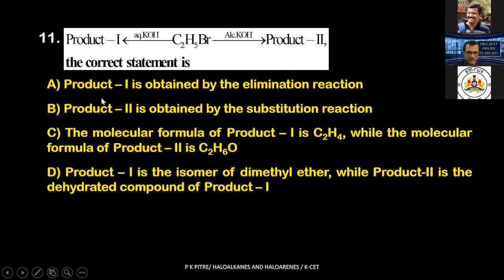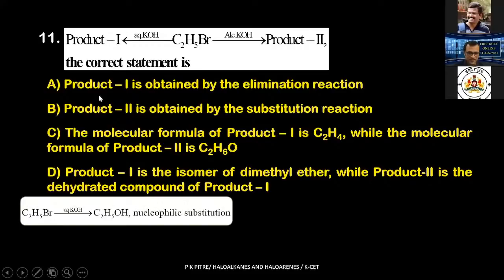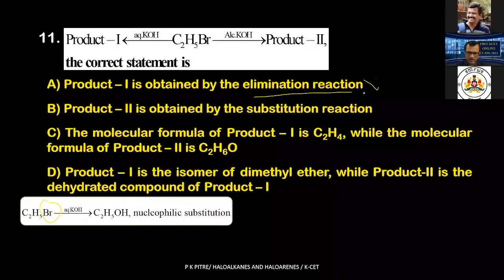Let me write the reaction for product 1 and see what is happening. Look, what is the product that we are going to get? Ethyl bromide is treated with aqueous KOH. What is aqueous KOH meant for? Nucleophilic substitution reaction. Br is getting replaced by OH, so you are getting a substituted product. So product 1 should be a substituted product. And what is given over here? Elimination reaction. So option 1 is wrong.